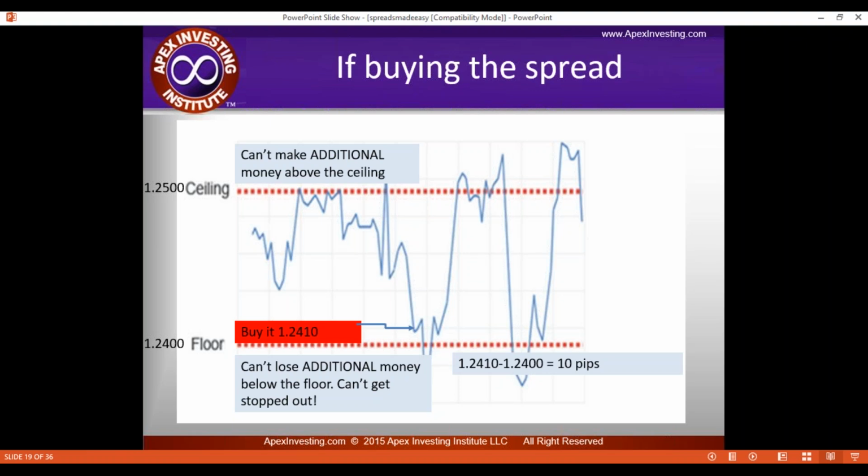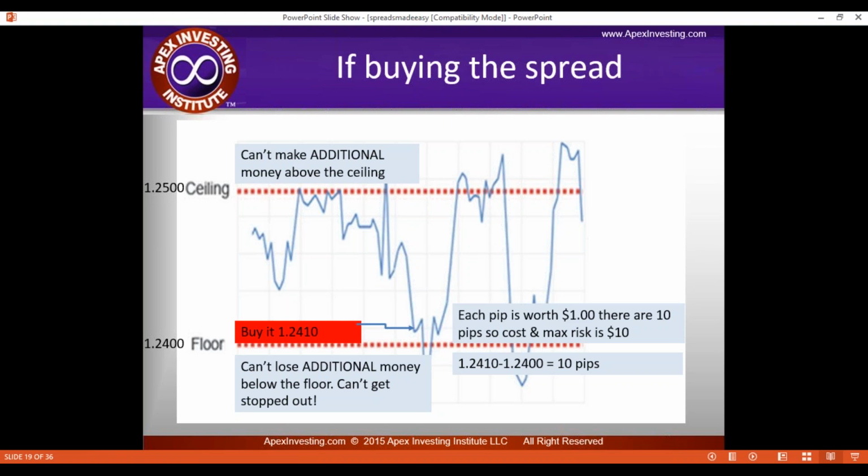So let's just say, for example, that I was buying the spread because I thought the market was going up, and I bought it right here at 2410. Same situation. I'm buying at 2410, saying the market's going up. But if it goes against me, goes down, I can only lose money down to the floor. So 2410 where I bought compared to the floor of 2400 is 10 pips. Each pip is worth $1. There are 10 pips of risk here, so my maximum loss is $10, and therefore $10 is the amount that I have to put up to get in the trade.